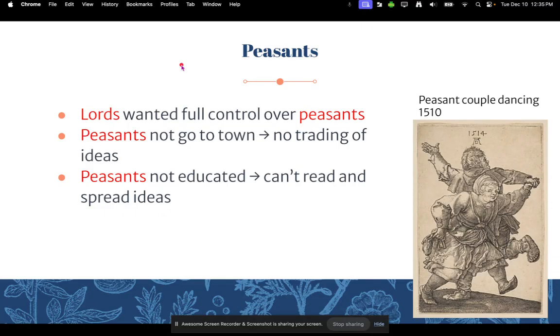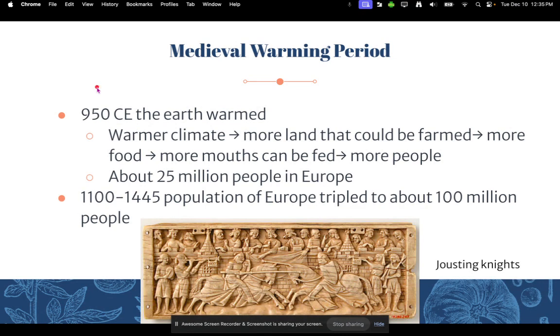So lords wanted full control over the peasants. They did not want the peasants to go into town because then they couldn't trade ideas. Peasants were also not educated, so they couldn't read and write and like send letters and write down ideas to spread ideas of like, I don't know, revolution or just at least better working conditions.